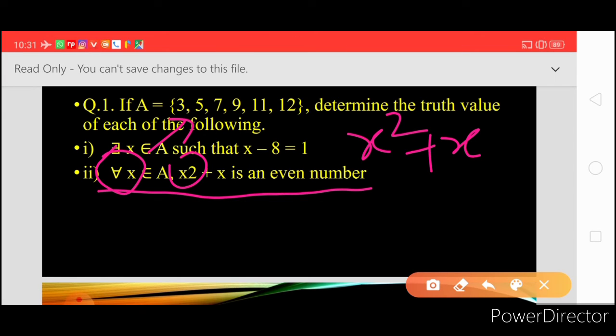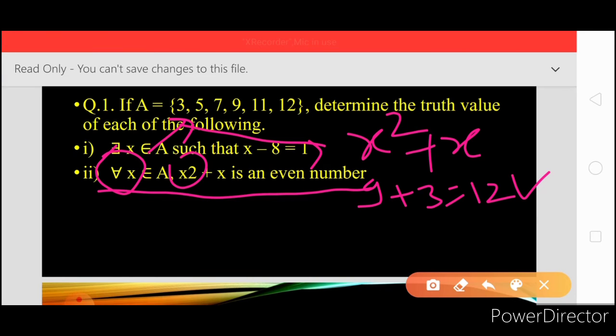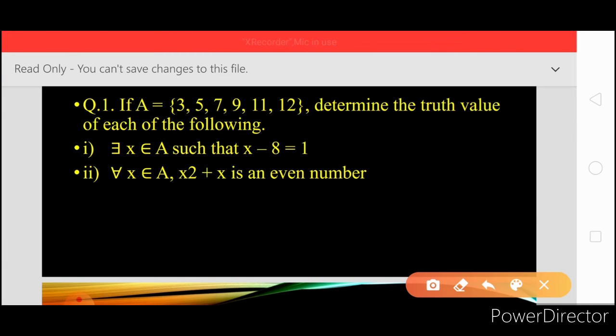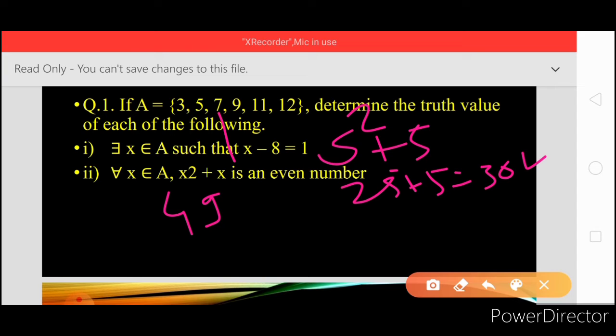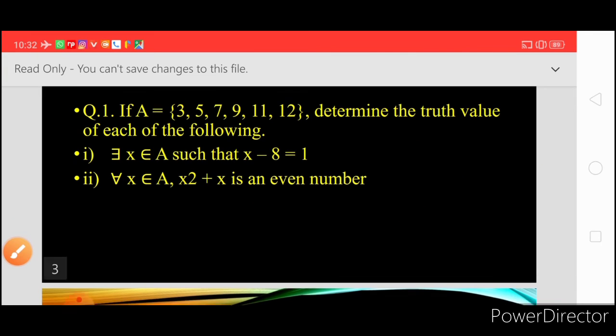Okay, so put x equal to 3 here. 3 square is 9, 9 plus 3 equal to 12, and 12 is an even number, which means 3 satisfies the given condition. Now check for 5. 5 square is 25 plus 5, so we get 30, and 30 is even. It means it also satisfies the given condition. Now check for 7. 7 square is 49, 49 plus 7 we get 56, and 56 is even. It also satisfies that condition.